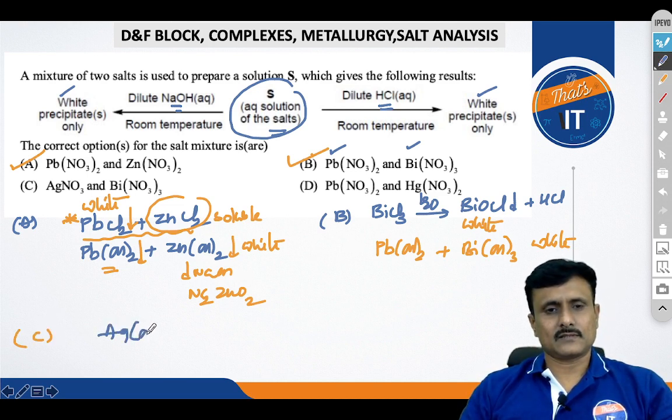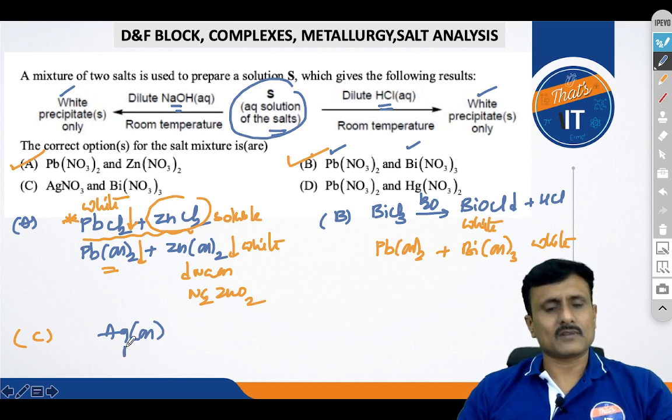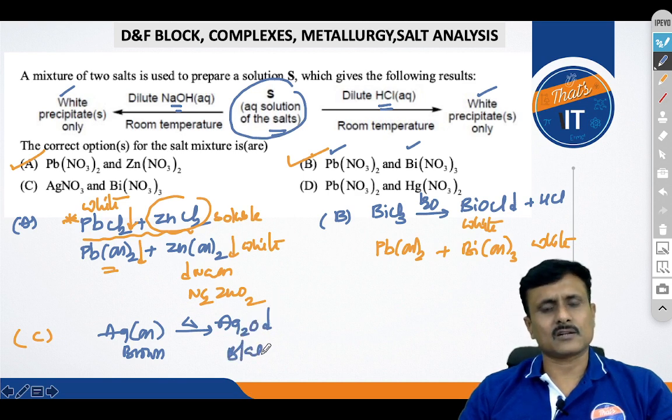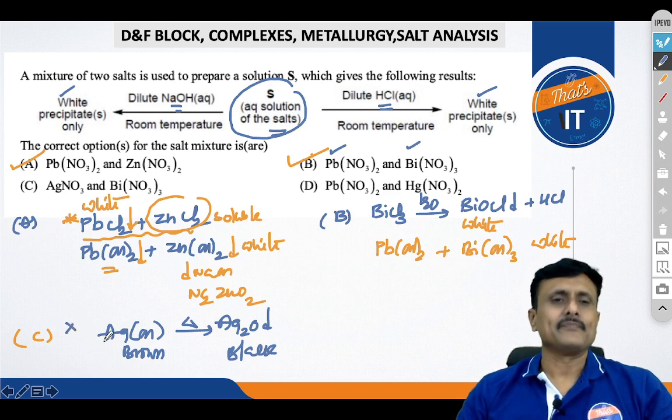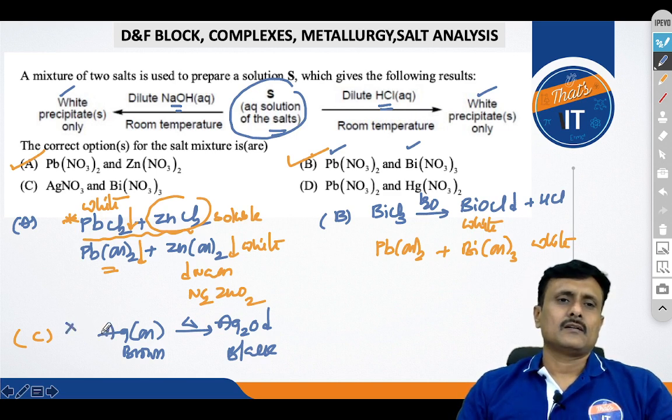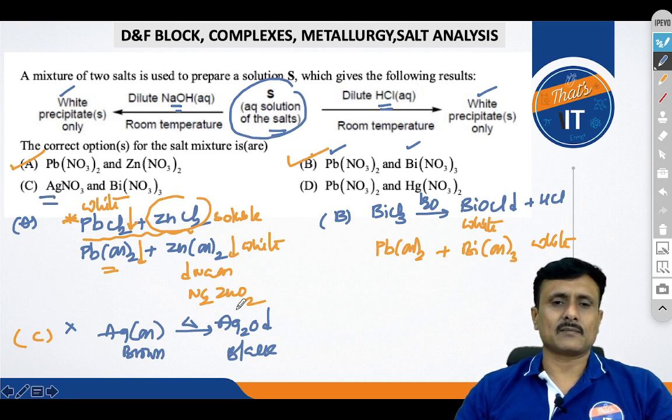Silver hydroxide. Alright, brown colored, you know that upon long standing it converts into Ag2O, which is black in color. So that ruined the game, right? So with NaOH you won't get the white PPT. Of course with NaCl it will happen, with HCl it will happen, but with NaOH it's not happening. So C is ruled out.